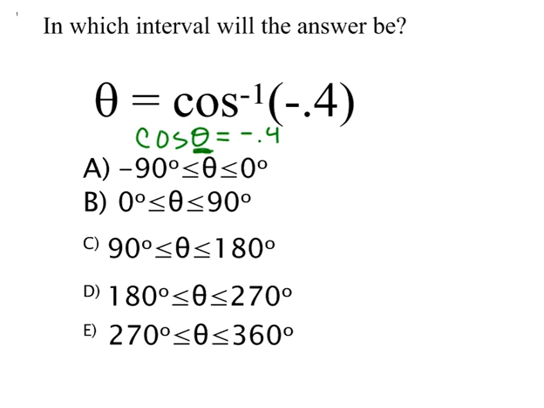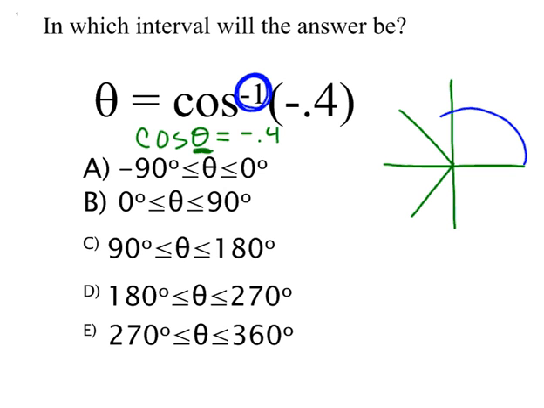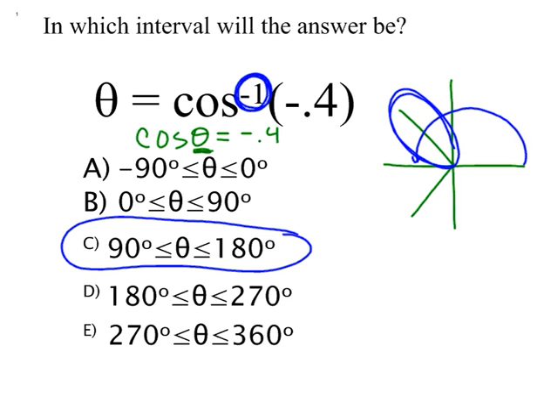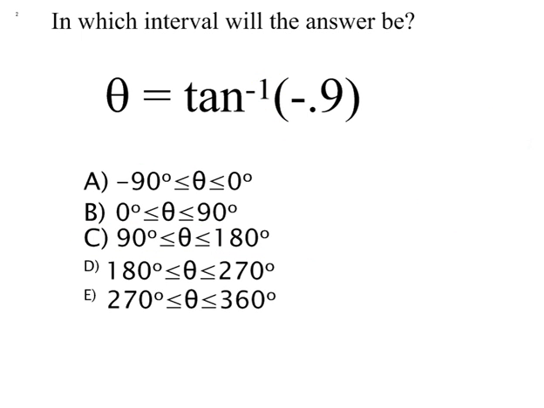So you first think about old stuff. Where is cosine negative? In the second and the third quadrant, because cosine is x, and x is negative there. But then you ask yourself, what were our range restrictions for inverse cosine? Your answer was the first quadrant and the second quadrant, and so the overlap is the second quadrant. So your answer is 90 to 180 degrees. All right, try another one.